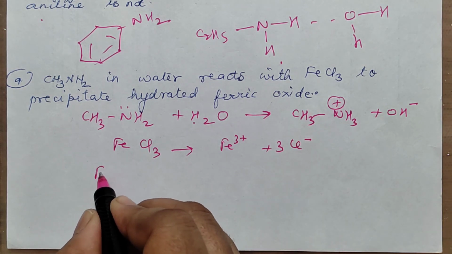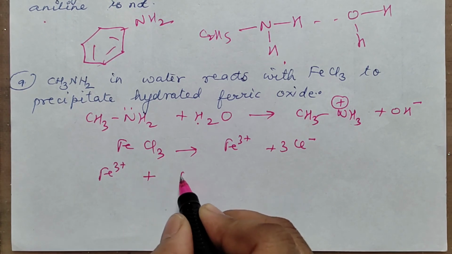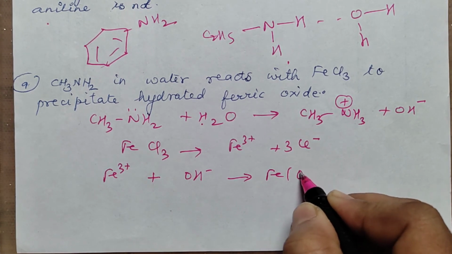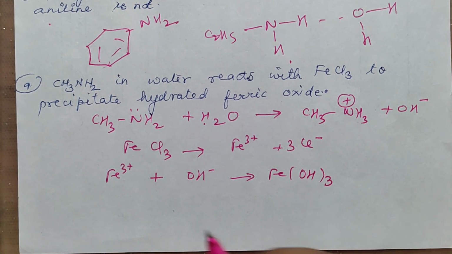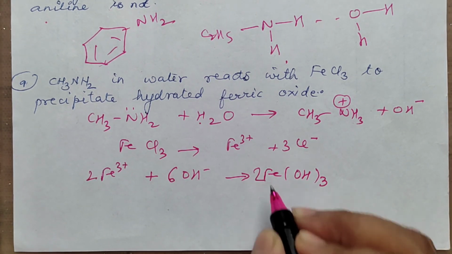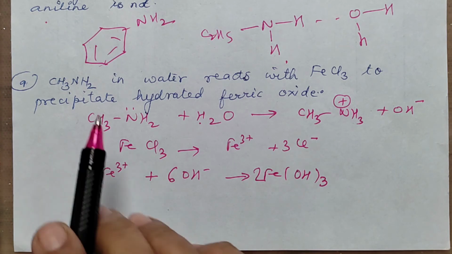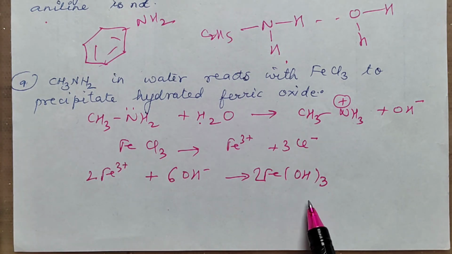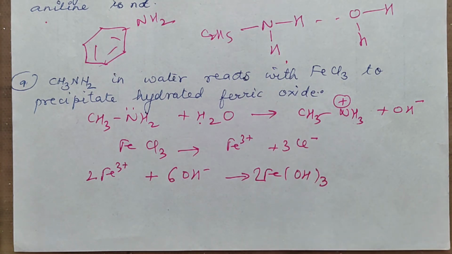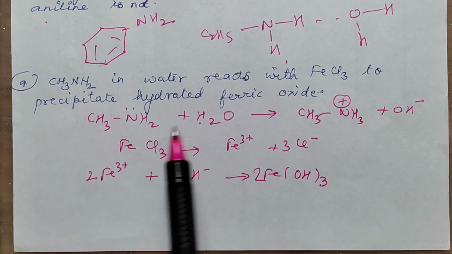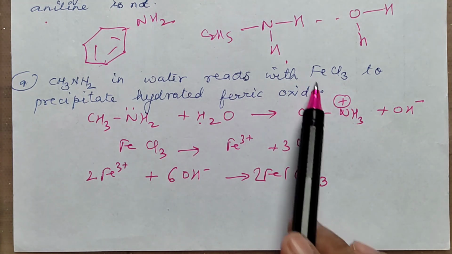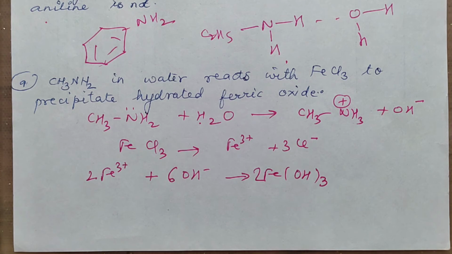So this ferric ion will now react with the OH minus ions which are released over here, and it will result in the formation of ferric hydroxide. If you balance it, this will be 2, this will be 6, and this will be 2. So you are getting this product. You will write down, it gets precipitated. This is the ferric hydroxide precipitate. Hydrated ferric oxide is also ferric hydroxide. So basically this with water first gets protonated, liberates OH minus, and the ferric ions and OH minus will combine and form ferric hydroxide.